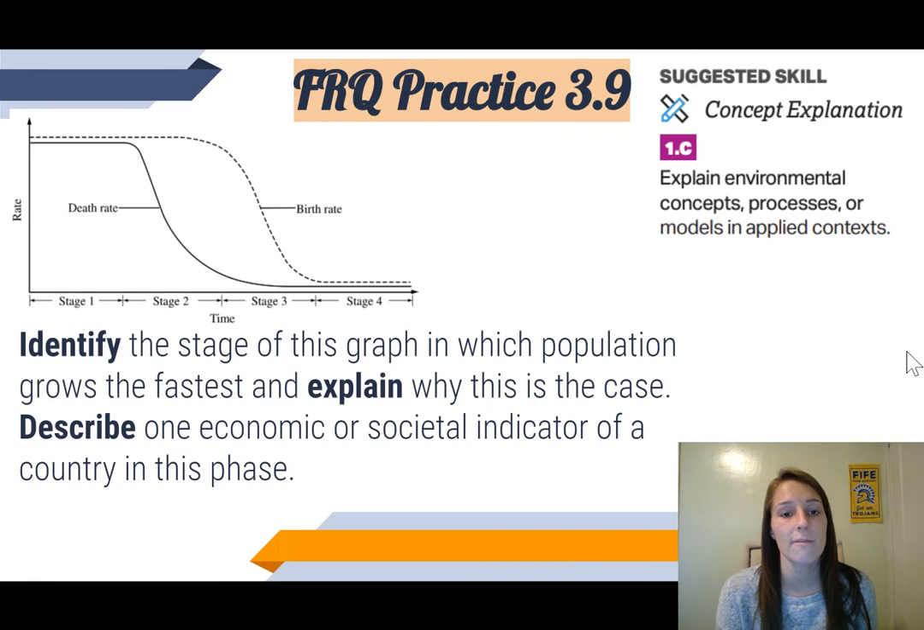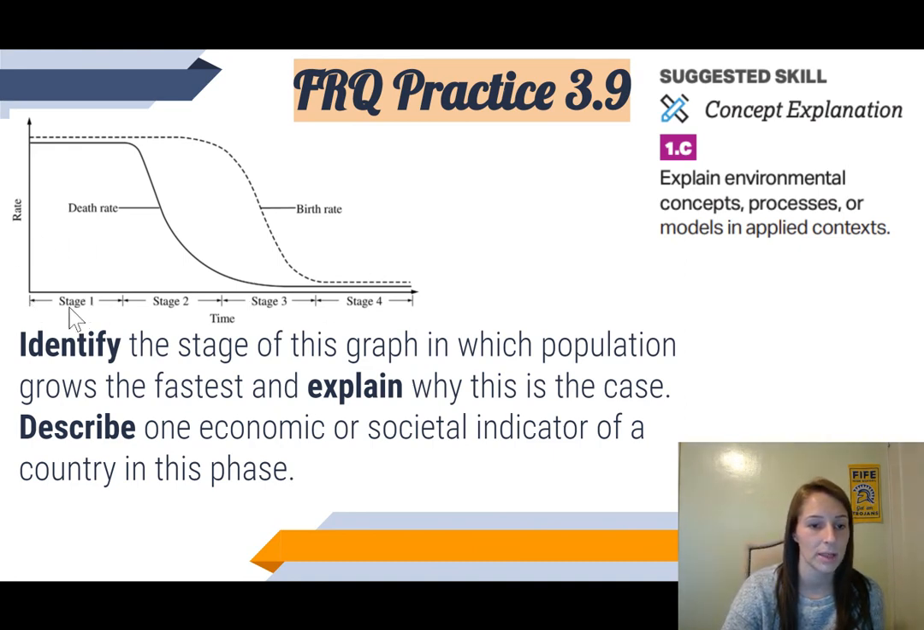So this is going to be your FRQ practice for 3.9. Now I want you to look at this graph here, and I want you to identify the stage of this graph in which population grows the fastest and explain why this is the case. So keep in mind, we've got stage 1, stage 2, stage 3, stage 4. The dotted line is the birth rate. The solid line is going to be the death rate. So in these stages, which population grows the fastest? And explain why this is the case.